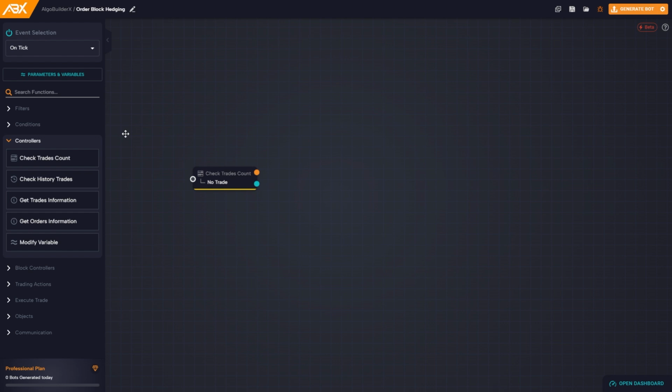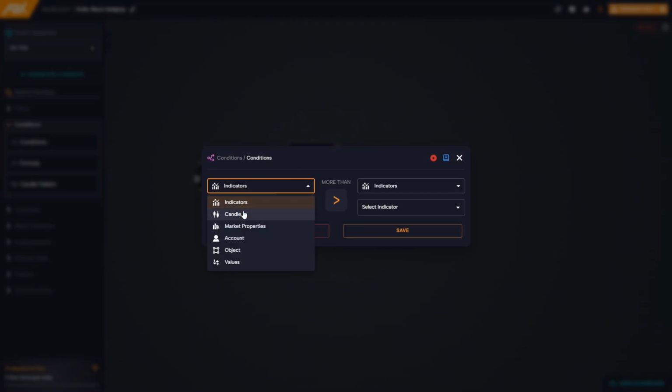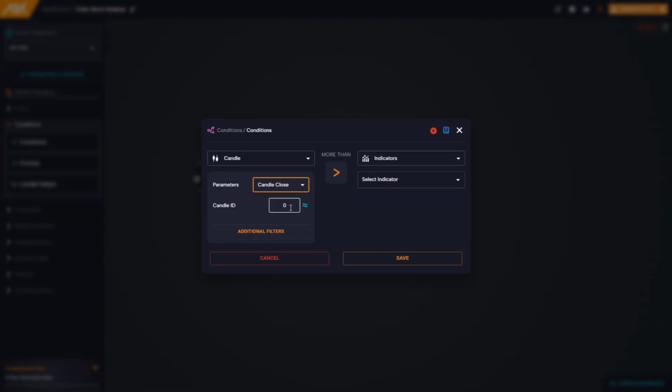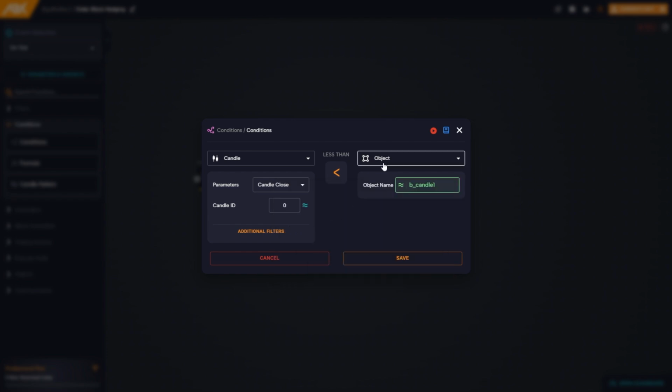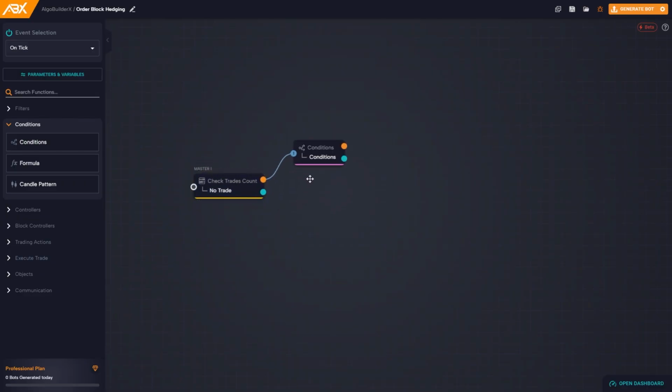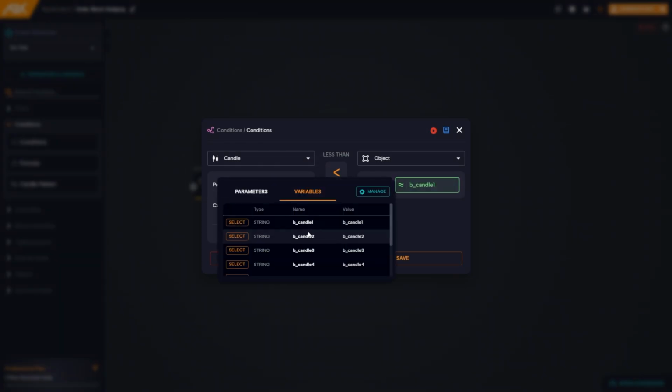Now, we need to create a condition that detects when the price touches one of our lines. Drag a condition block and set it to candle close 0 less than the variable for our first buy line. This way, when the price drops below the first line, we can connect an execute trade block to trigger a buy operation. However, we need to apply this condition to all the lines, so duplicate the condition block and select all the lines associated with the buy trades.